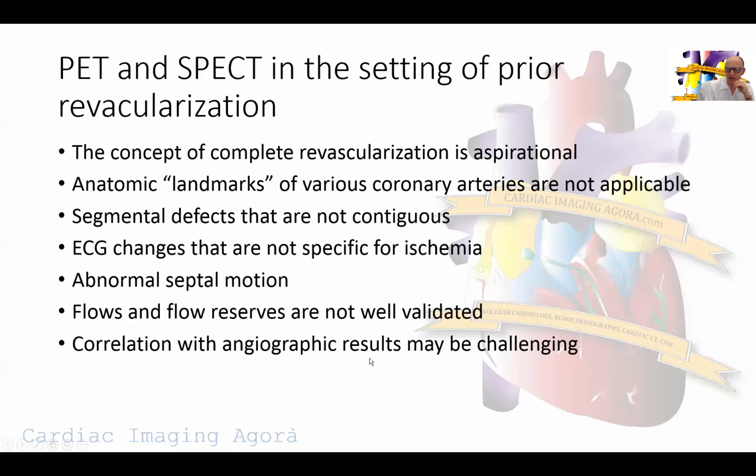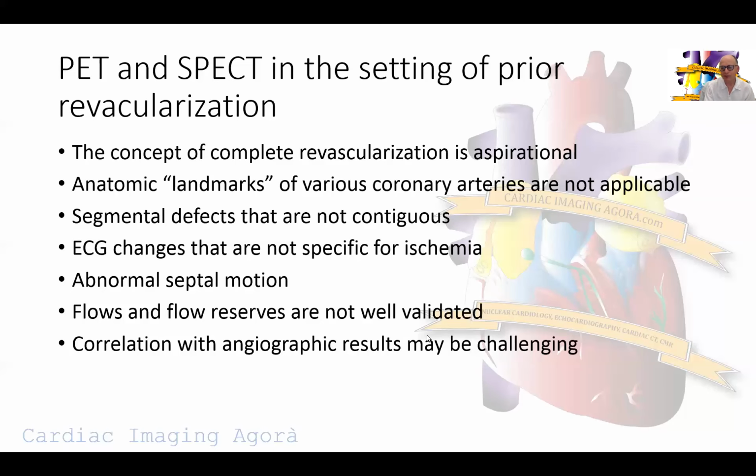And the correlation with angiographic results may be challenging. So if you get a call from your colleagues in interventional saying everything is patent and there's no problem here, that can be true, but the problem is the grafts are all patent, but the native vessels are diseased and they're not allowing the blood supplied by the grafts to go backwards and fill the areas that have obstructive disease. So the correlation with angiographic results is challenging.